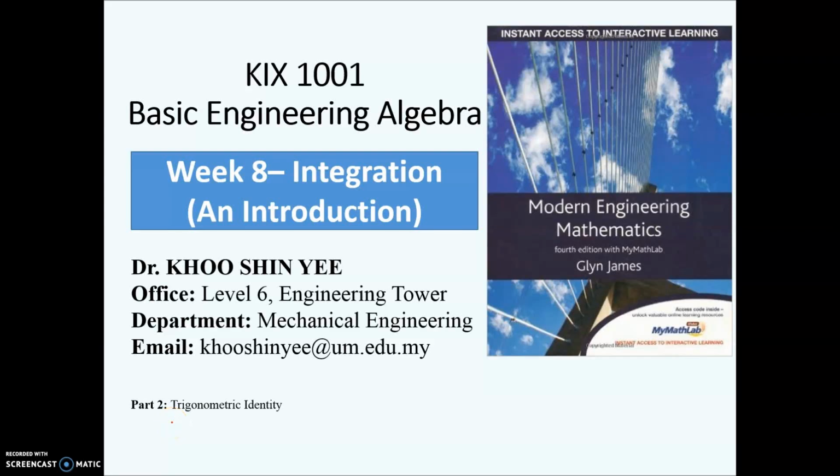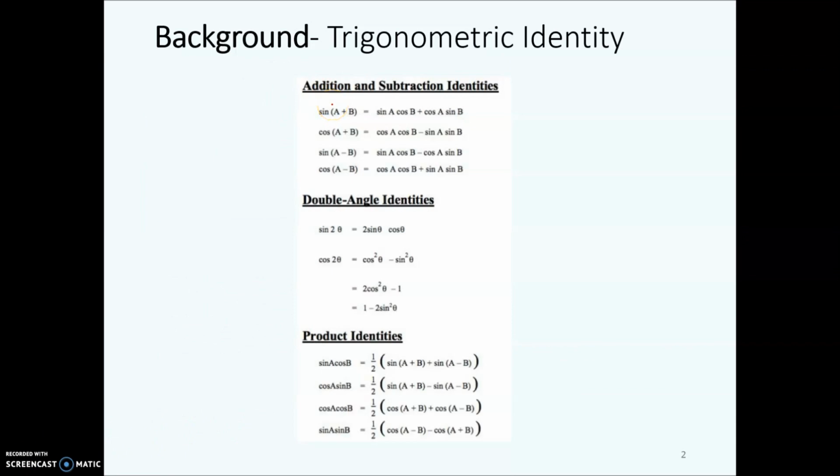Hi, let's look at part 2 for the trigonometric identity. This is the appendix we always refer to when we want to solve integration. The first one is relevant to the addition and subtract identity, where you can see there's an addition and subtract part. Double angle identity, where you can see inside is a double angle compared to the original angle. The third one will be product identity, where the summation can be converted to product.